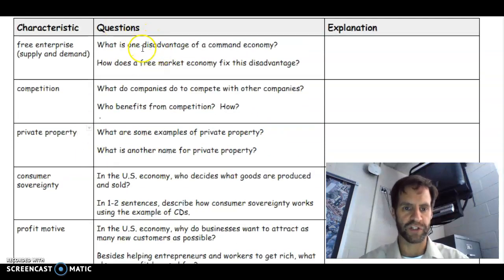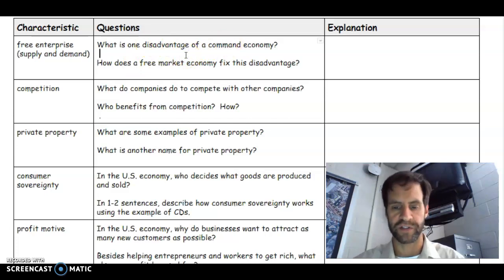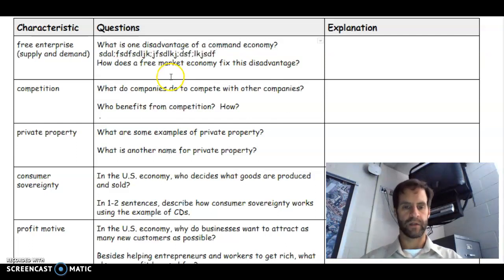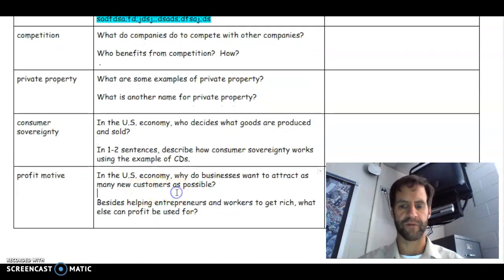You need to answer these questions right here. I want you to put your answer right in here. What is free enterprise? How does a free market fix a disadvantage of a command economy? Now your first question is, what is one disadvantage of a command economy? Put your answer here. And the next question, answer it right here. You can highlight if you want. You do that for competition, for private property, consumer sovereignty, profit motive.